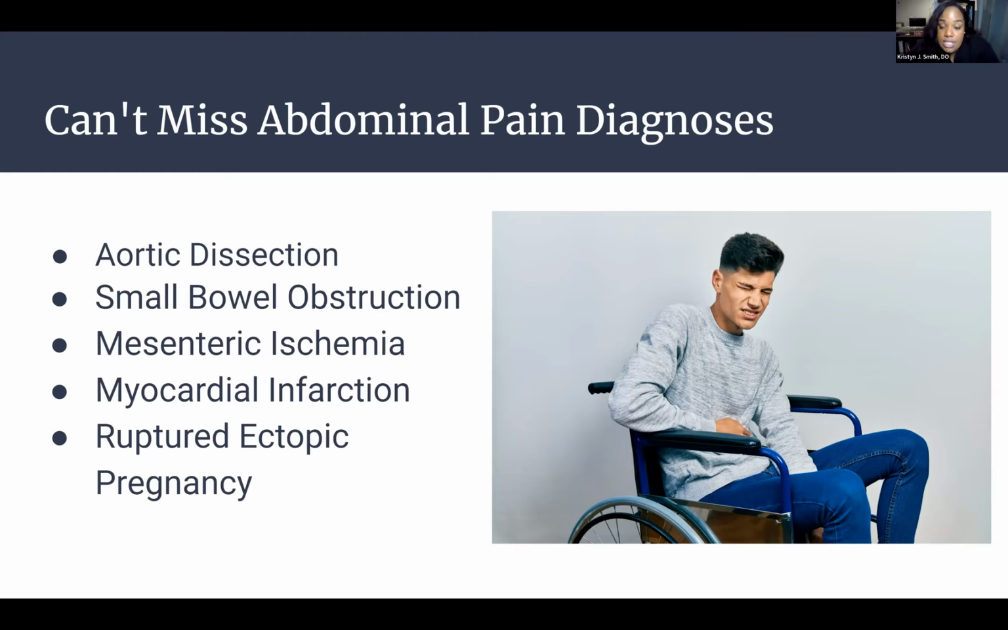When you're doing your laboratory workup, you may notice that the patient has a leukocytosis or a lactic acidosis, which is a lactate greater than 2. Again, for these patients, you want to get your surgical colleagues on board sooner rather than later and consider giving analgesics, antibiotics, and sometimes even anticoagulation.